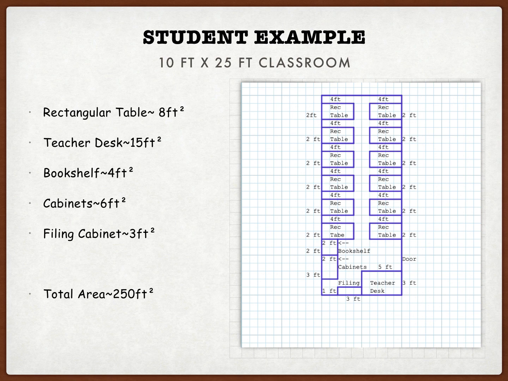This is a student example of a 10-foot by 25-foot classroom. This student decided to do the project virtually. The student decided to put 12 tables, 6 on each side, to create 2 rows of 6, which seats 24 students, because each table seats 2 students.